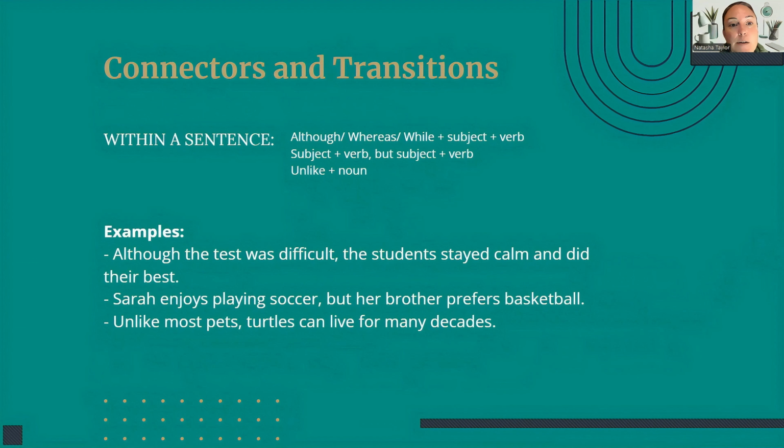And some ways to have connectors and transitions within a sentence use these structures: although, whereas, or while plus subject plus verb, or subject plus verb, comma, but subject plus verb, or unlike plus noun. So let's put this into practice. Here are some examples. Although the test was difficult, the students stayed calm and did their best. Or: Sarah enjoys playing soccer, but her brother prefers basketball. Unlike most pets, turtles can live for many decades.